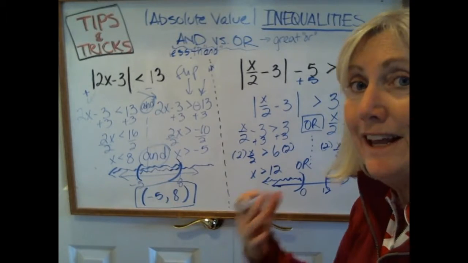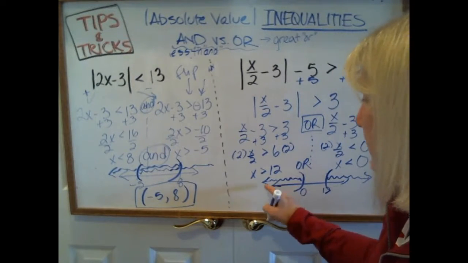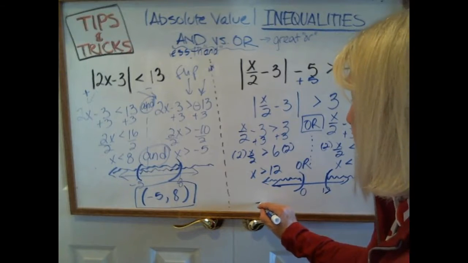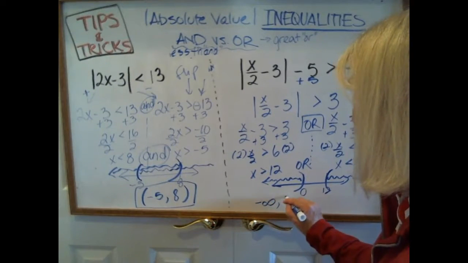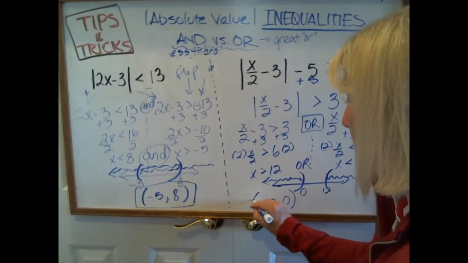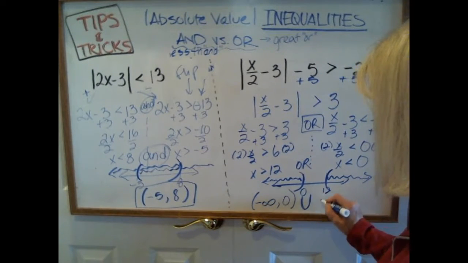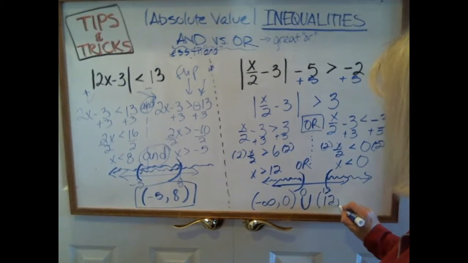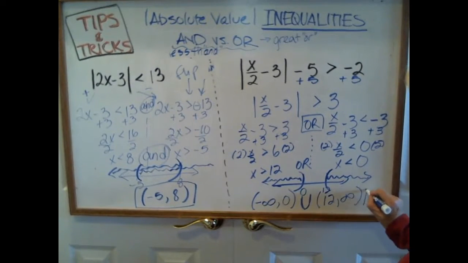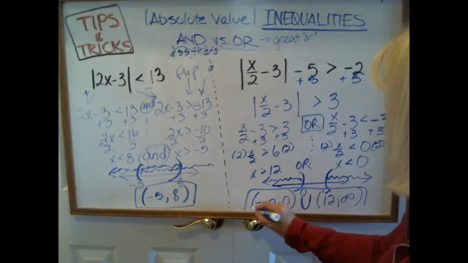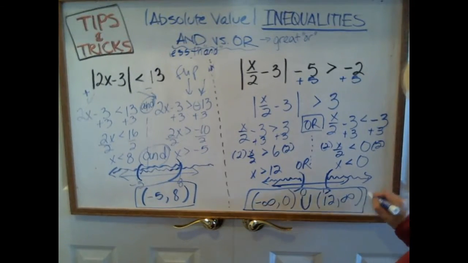And so when we write it in interval notation, we have this unbounded arrow down here, so it's going to be negative infinity, comma, 0, with a parenthesis with the negative infinity, and then the union, 12, comma, positive infinity. And that's our final answer here.